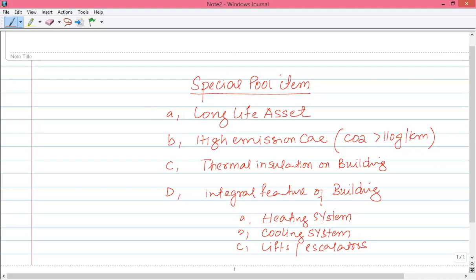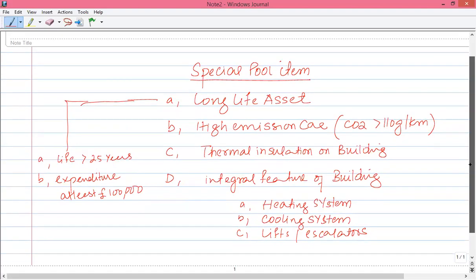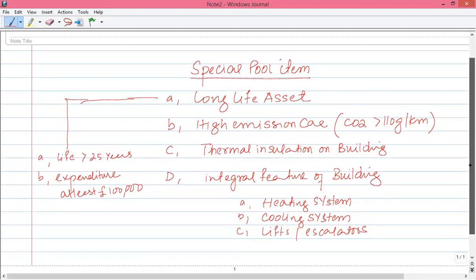As far as long life assets are concerned, two conditions have to be satisfied. The life will be greater than 25 years, and an expenditure of at least 100,000 pounds. That item would then be classified as a long life asset. So these are the list of the special pool items.